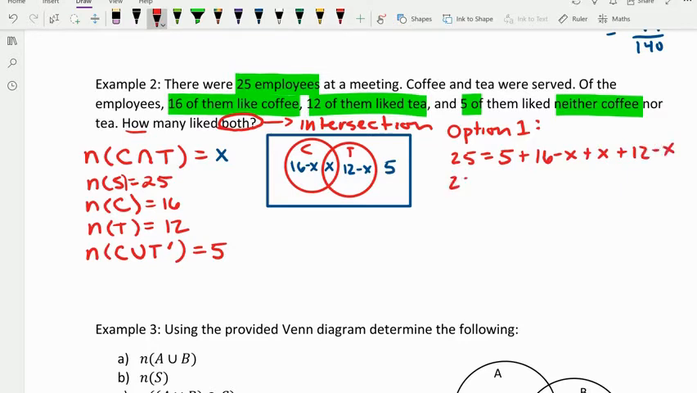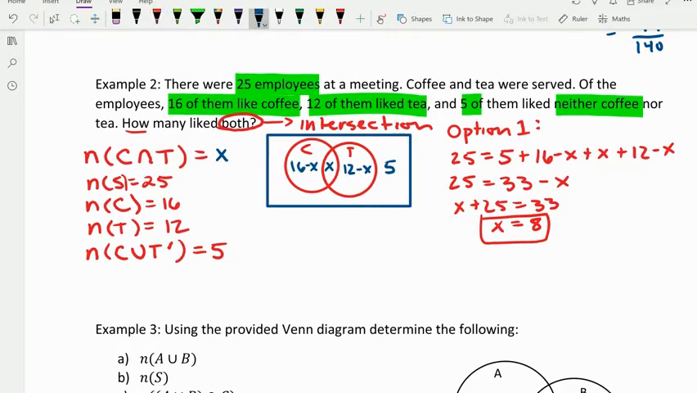If we simplify this a little bit, we have 25 equals. We're going to add these up. So the 16, the 12, and the 5, we end up with 33. Negative X plus X and another negative X, minus X. We add X to both sides and we subtract 25. We end up with X being 8. So really, there's my answer. The intersection of the 2 is 8.